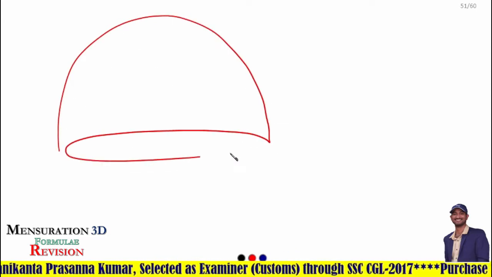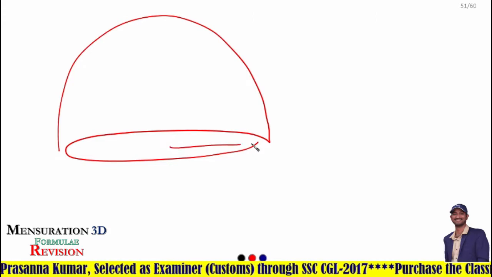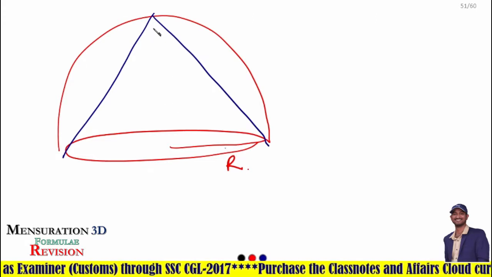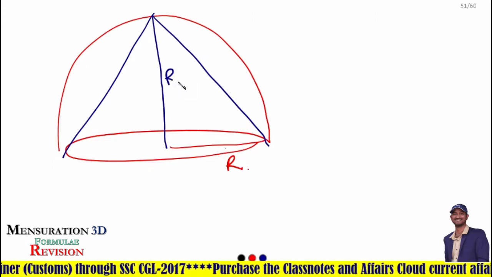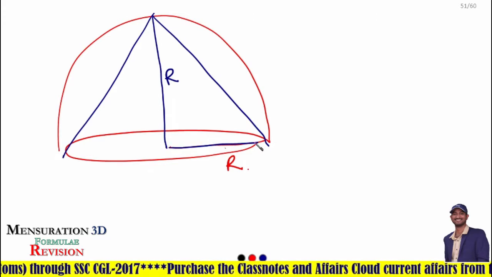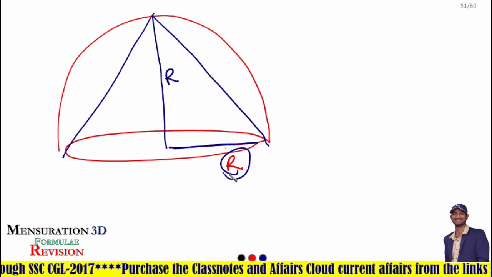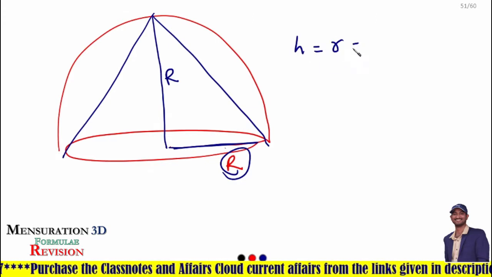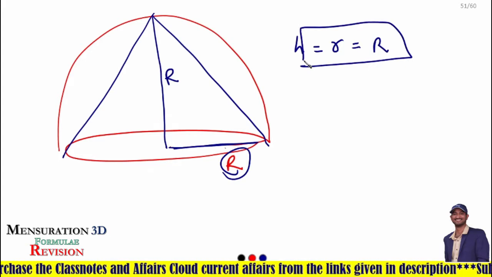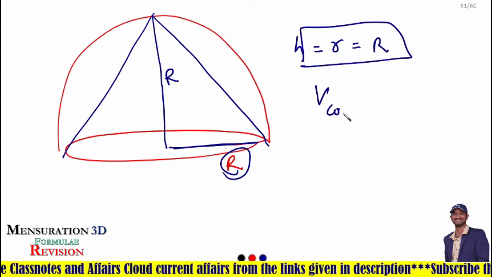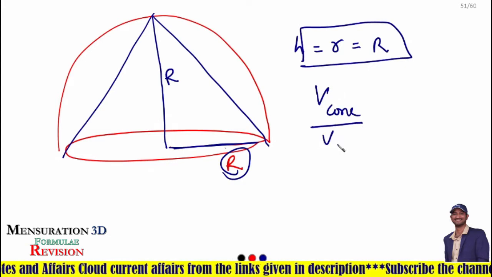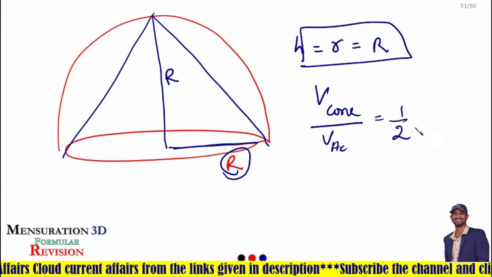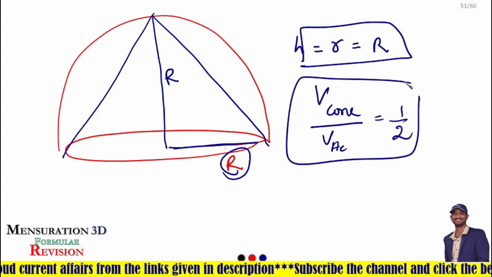Suppose it is a hemisphere of radius capital R. Suppose a cone of maximum volume is inscribed. Then the height of the cone should be equal to the radius of the hemisphere, and the radius of the cone should also be equal to the radius of the hemisphere. Height of the cone and radius of the cone are both equal to the radius of the hemisphere. And the ratio of the maximum volume of the cone to the volume of the hemisphere is 1 by 2.